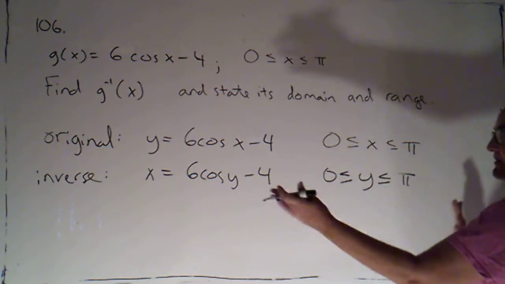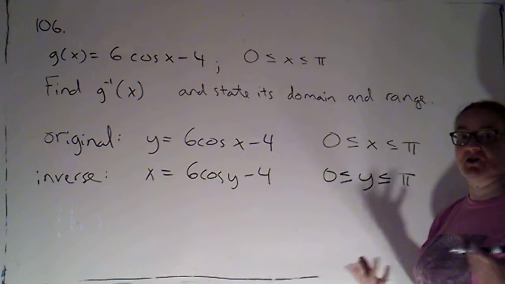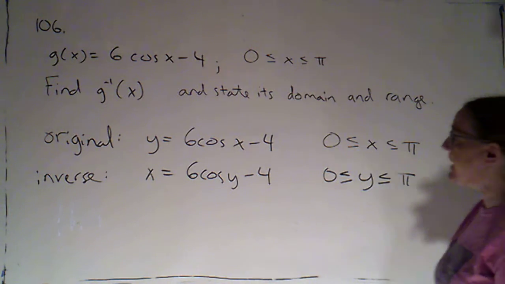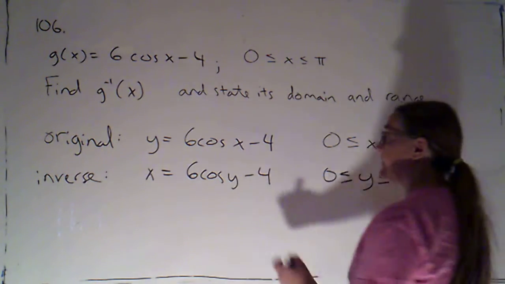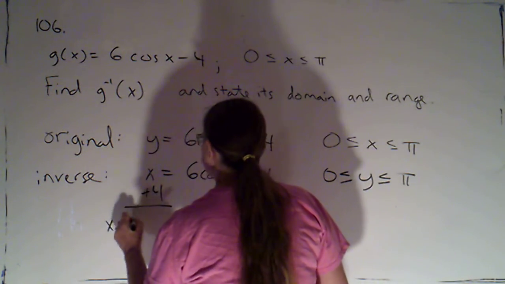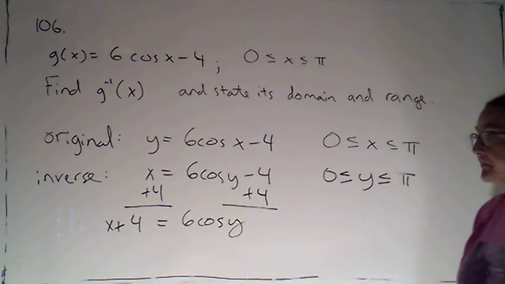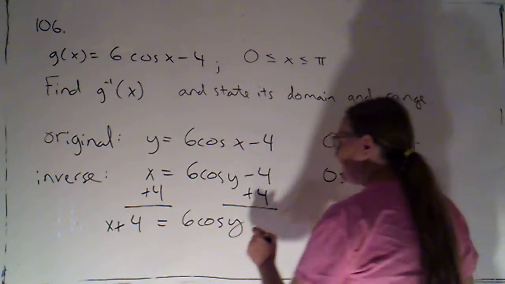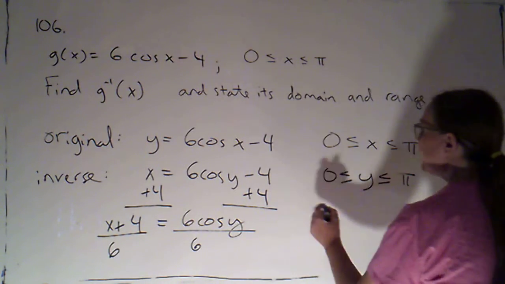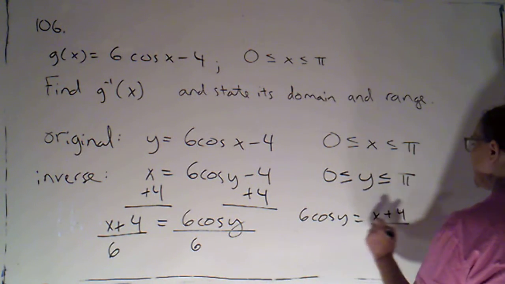So when I switch the roles of x and y, I do that not only in the formula, but also in the inequality that puts restrictions on one of my variables. These now become restrictions on y. Okay, and then I want to solve for the new y value. So I'm going to add 4 to both sides. So x plus 4 is equal to 6 cosine of y. Let's divide through by 6.